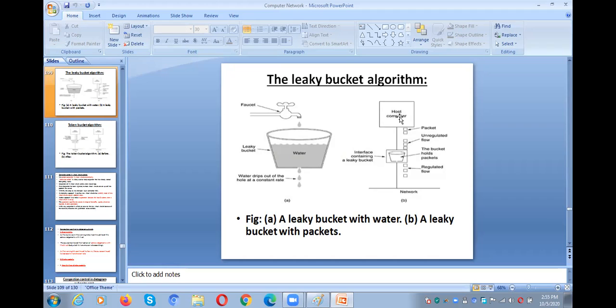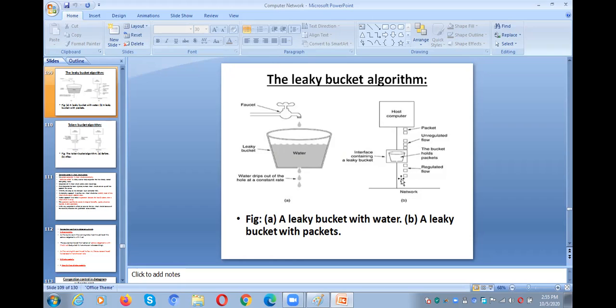Likewise, from host computer to leaky bucket, this is unregulated flow. From the leaky bucket to the network, it is a regulated flow. That means here the computer will continuously send the packets without any regulation to the leaky bucket. But from the leaky bucket, packets are injected to the network in a regulated flow. Only one packet. So what is the problem here?